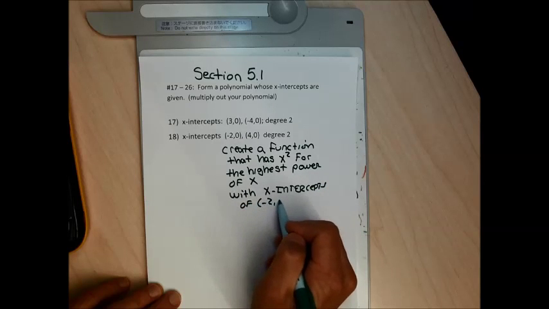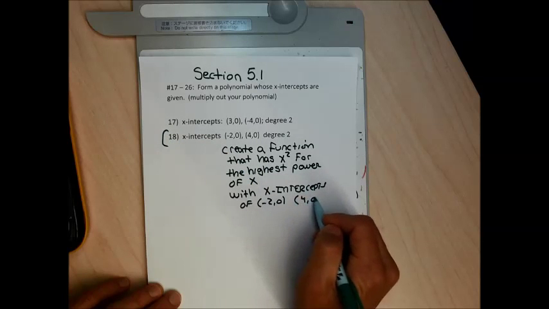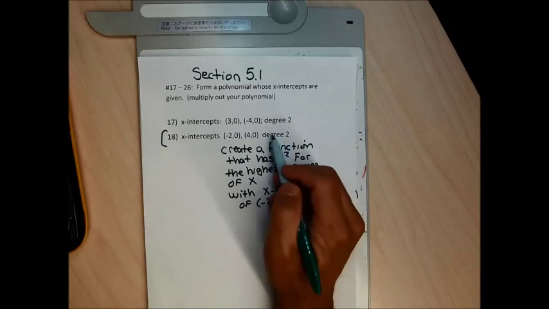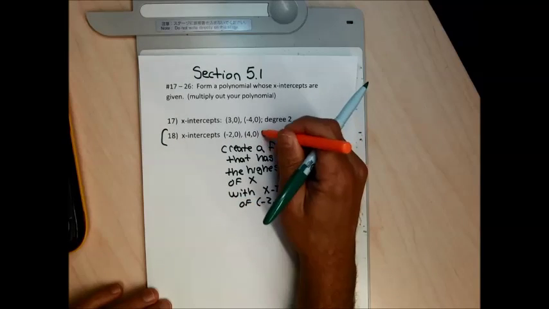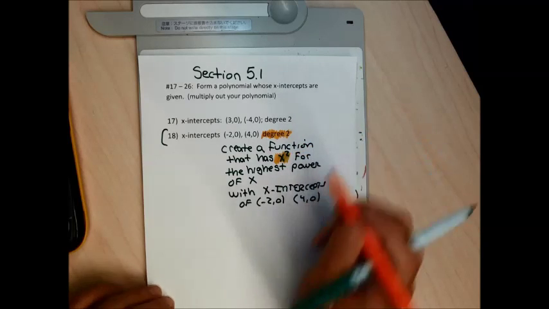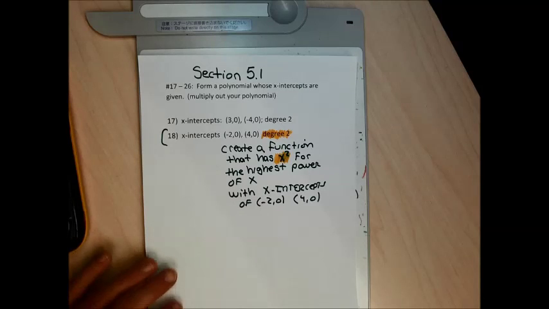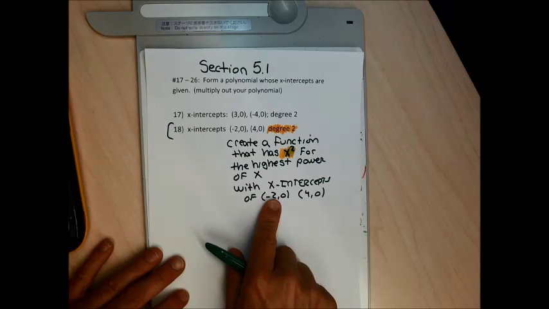So this problem, number 18, wants me to create a function that's a polynomial. It has degree 2, which means the highest x power term is an x squared. It may or may not have a number in front of it. It may have a coefficient, but most of the time it won't. It has x-intercepts of -2, 0 and 4, 0. This is kind of working backwards. This is giving me an x-intercept, and I have to create a factor that generates that x-intercept.